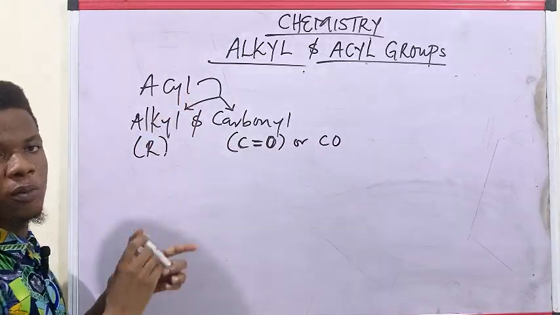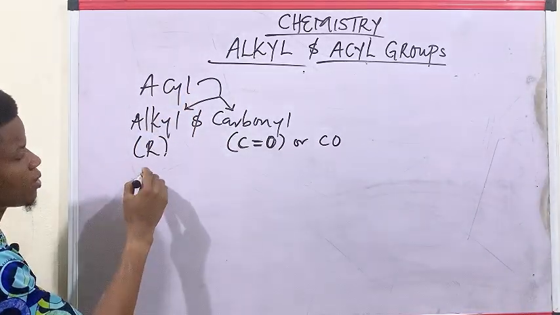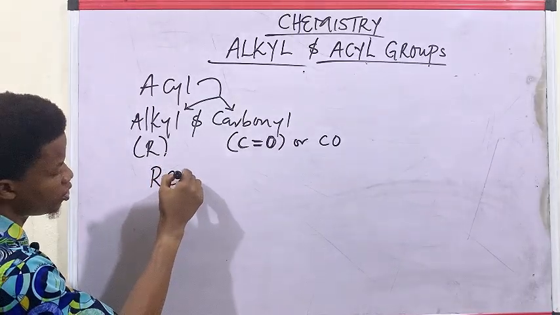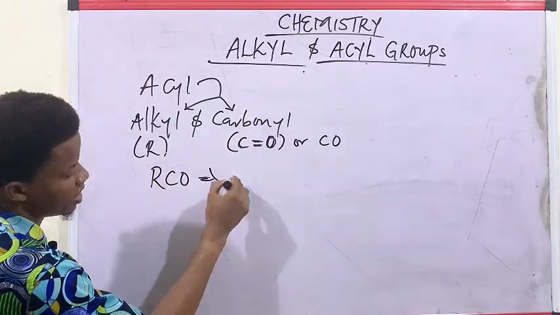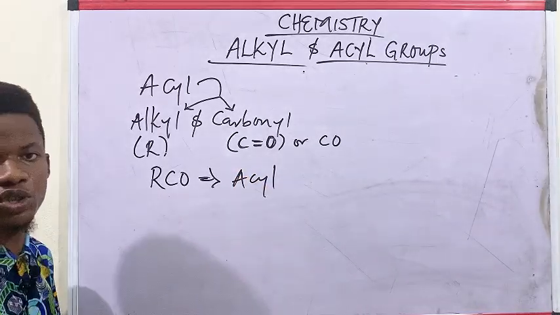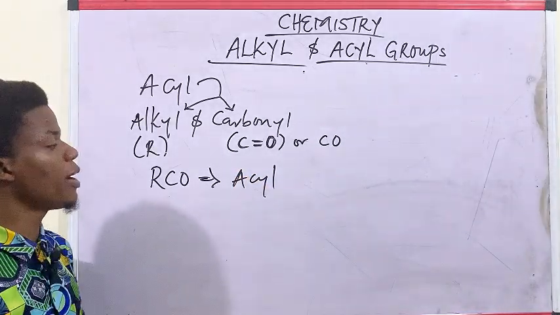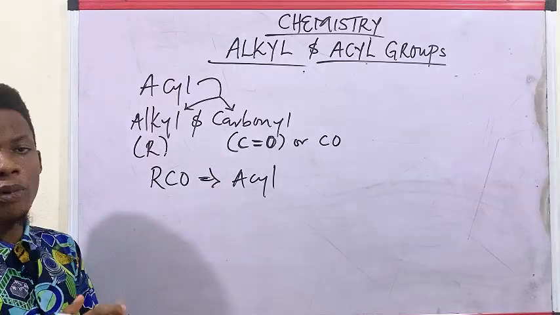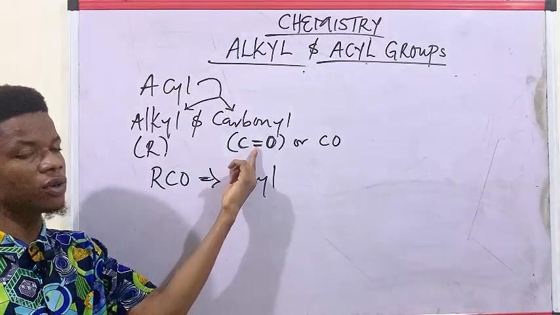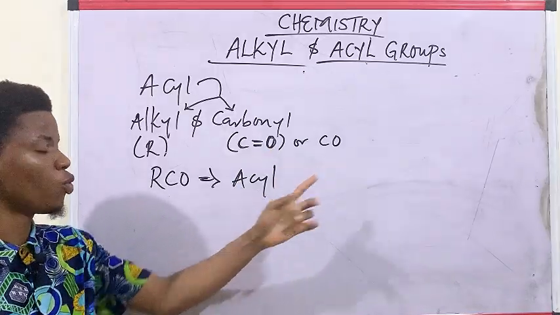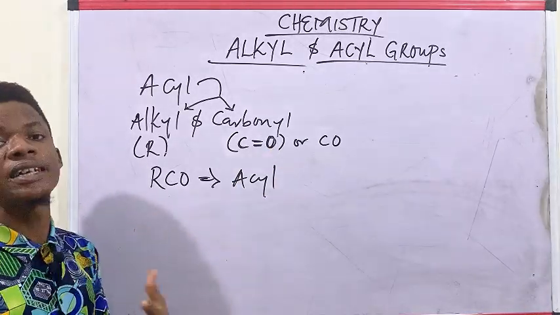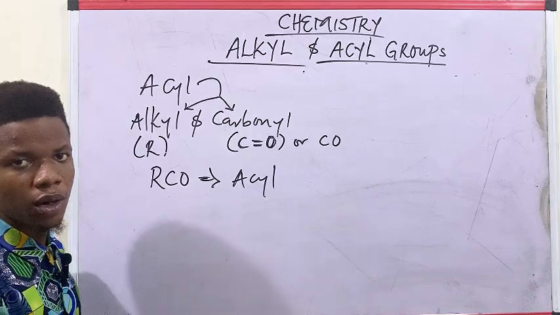So to write the formula of acyl, acyl will now be represented as what? RCO. This is acyl. RCO is acyl. So anywhere you see carbonyl, just know you are talking about carbon doubly bonded to what? Oxygen. That is CO. And anytime you see CO, just know that that is what? A carbonyl group. Are we together?